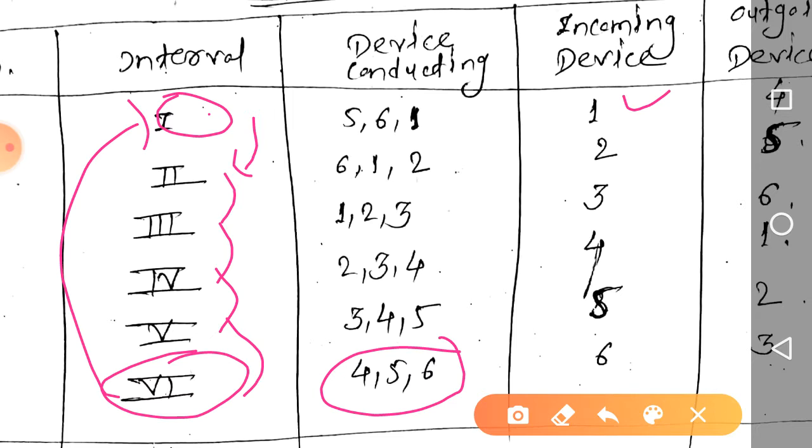Okay, so during this interval, which switch has been added? That is switch number 1. So that's why switch number 1 is the incoming switch.